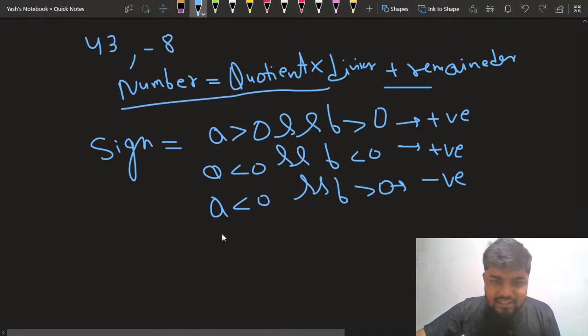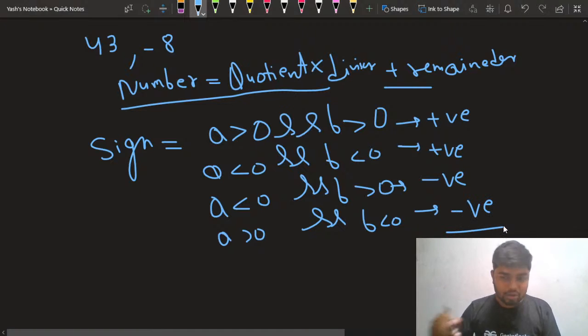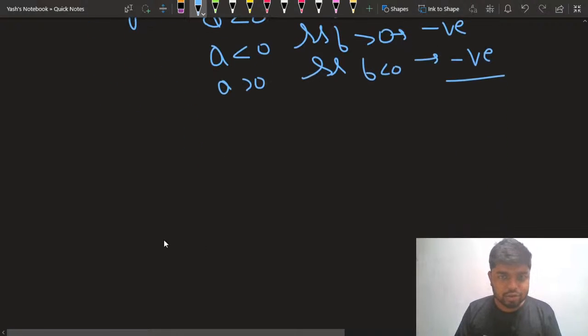Another thing that I can have is, let's suppose my A is positive and my B is negative. In this case I have to print again a negative answer, right? Because one value is positive and another is negative, so the result will be negative. This is something that I just wanted to show.